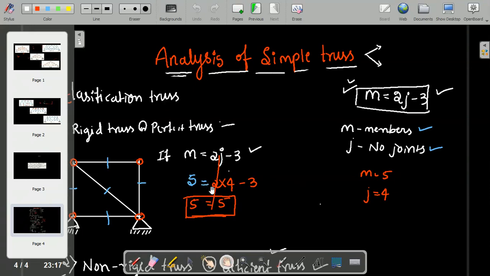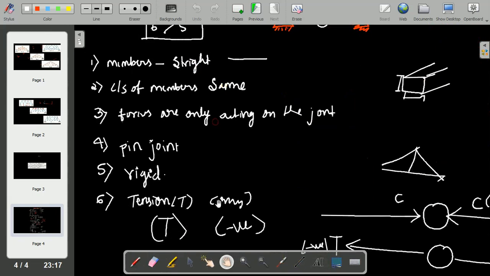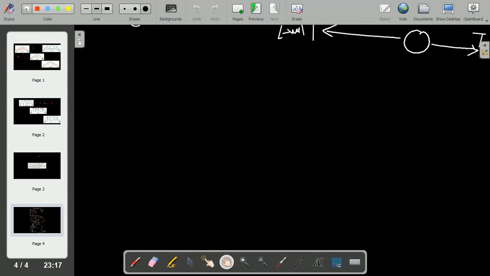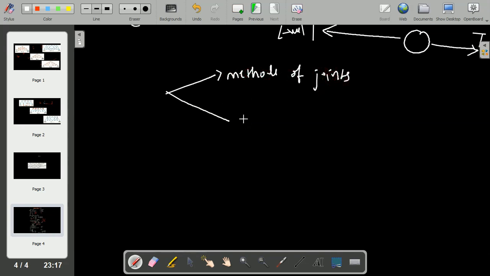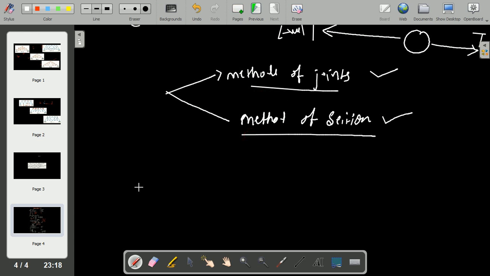In the analysis we have two types of methods. One is the method of joints, and another method is the method of section. These two methods are very important. To find out the axial forces, we have two methods: analysis of truss by the method of joints and analysis of truss by the method of section. In detail I am going to explain one problem in the next class.